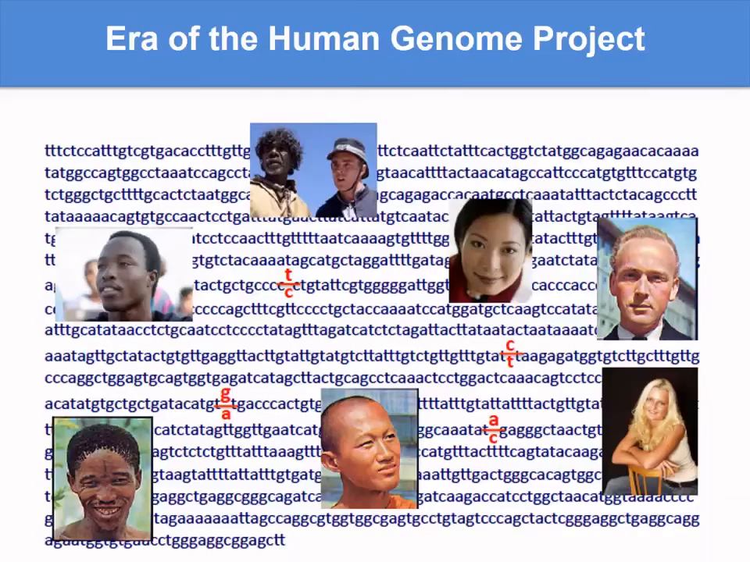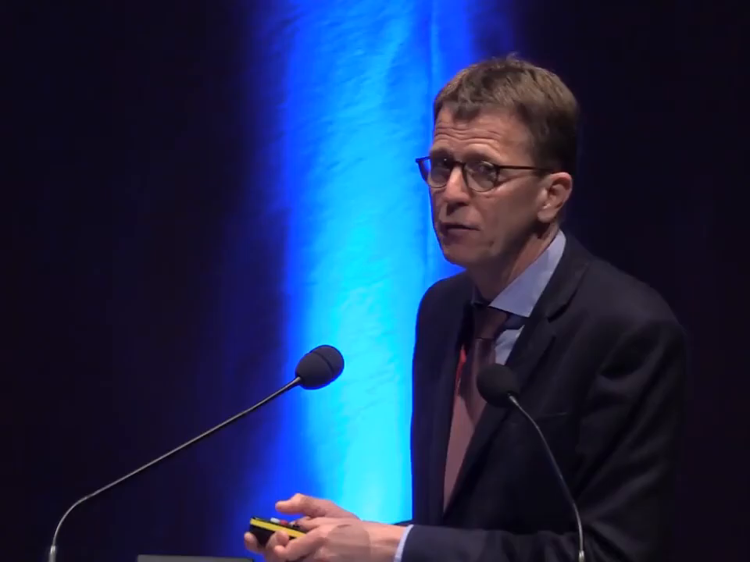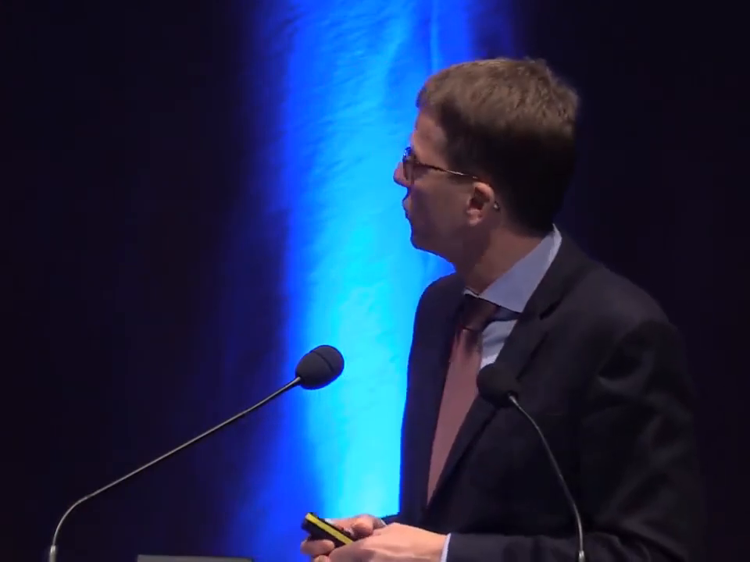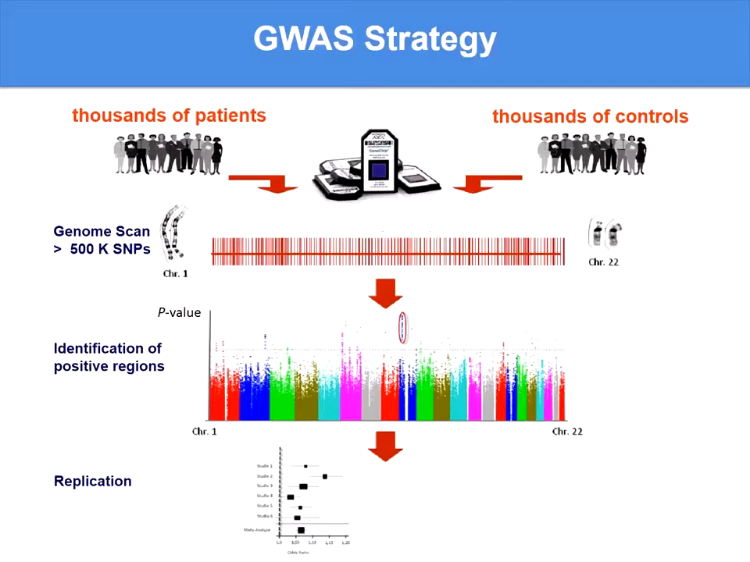We appreciated the implications of these many complex variants by the era of the Human Genome Project, where many variants were identified that contribute to the way we look like, but also contribute to the predisposition that we have for diseases like atherosclerosis. And the way to study this is by Genome Wide Association Studies, where thousands of patients are compared with thousands of controls from chromosome 1 to chromosome 22.